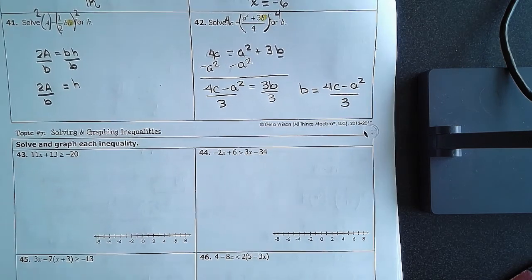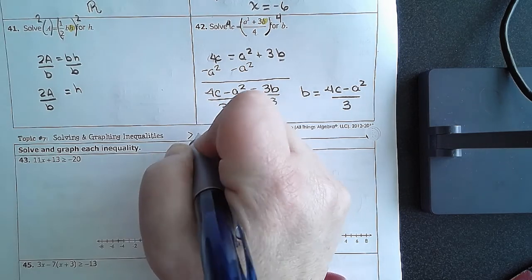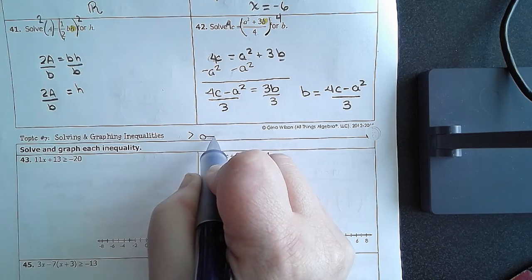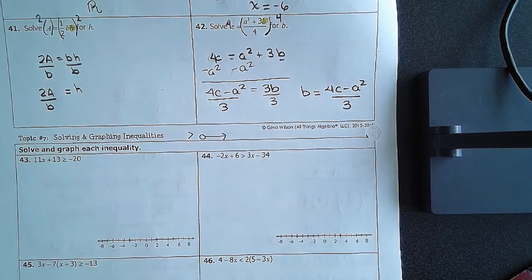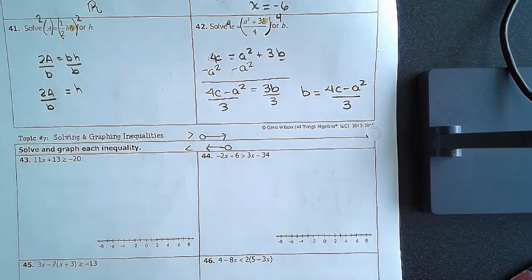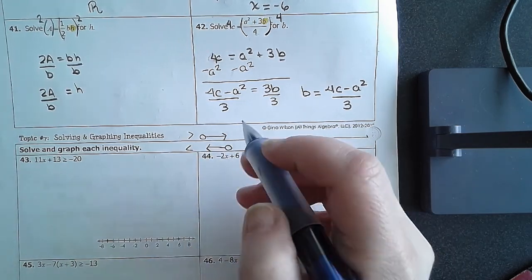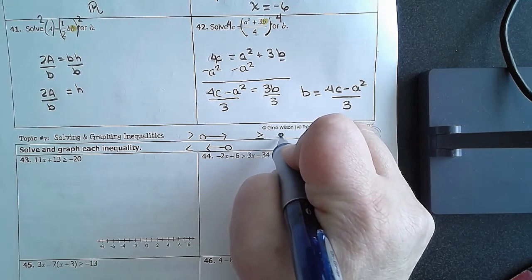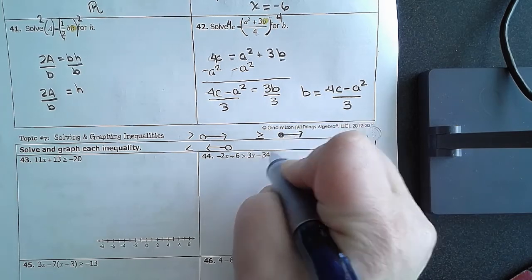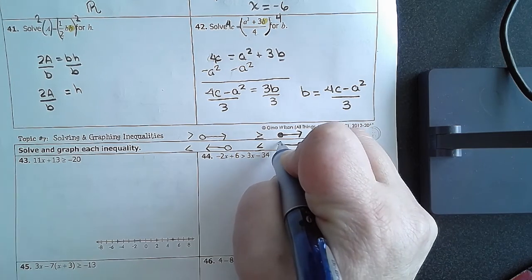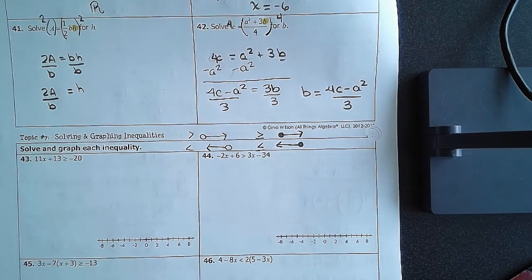Now, just as a reminder, if I have a greater than, and my variable is on this side, I have an open circle and I graph to the right. If I have a less than, I also have an open circle, but I graph to the left because it doesn't include those numbers. If I have a greater than or equal to, I have a closed circle and I go to the right, and a less than or equal to, I have a closed circle and I go to the left.